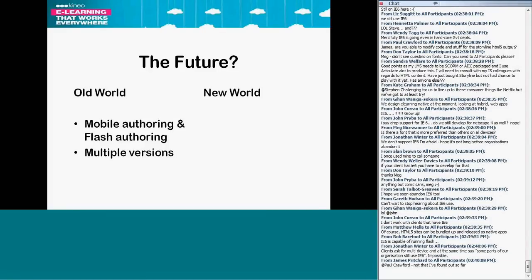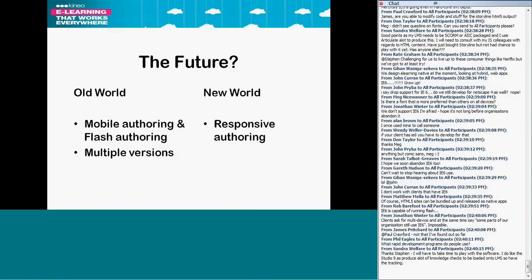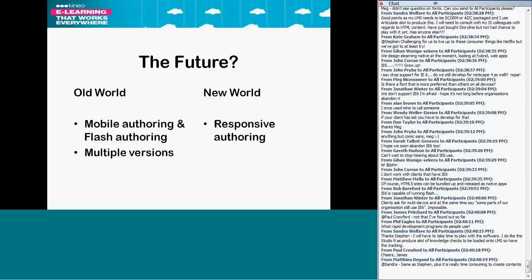But I think we will shift over time to a new world. And I think the new world will be responsive authoring. And that's because, A, we're doing it and we're getting a lot of positive reaction from clients, but also we're just seeing it on the web. We're seeing big companies, big newspapers saying, we don't want multiple versions of our content. We want a single version and we want it to run on every device. So we're seeing people say, we want a single version of content. And I think it's something that we have to think about in e-learning.